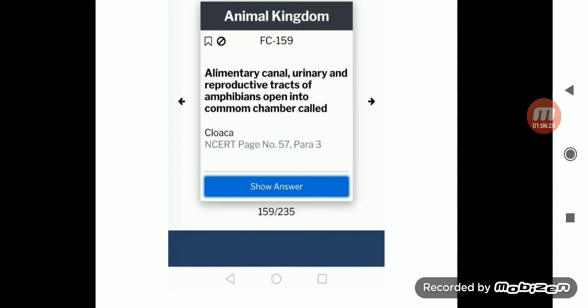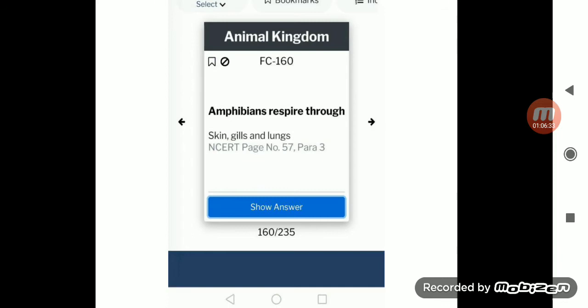Amphibians respire through skin, gills, and lungs.